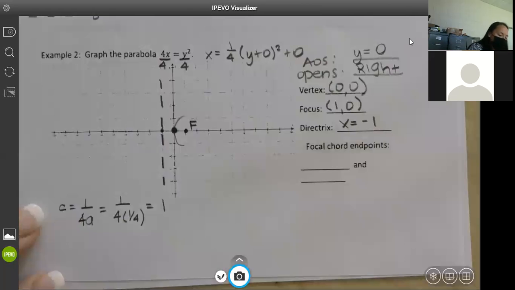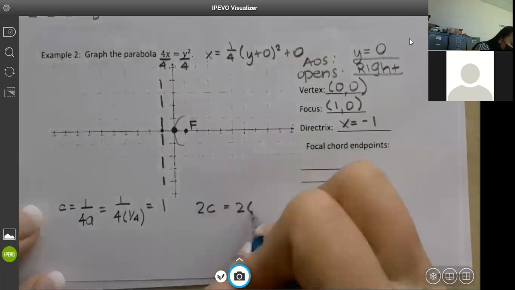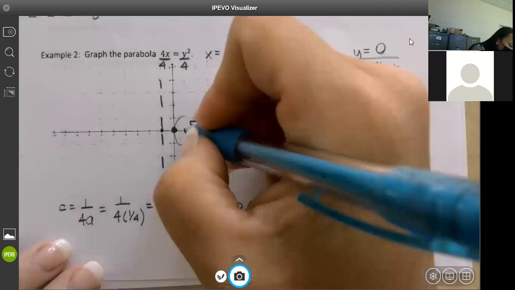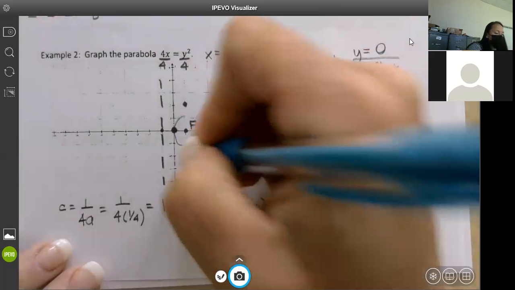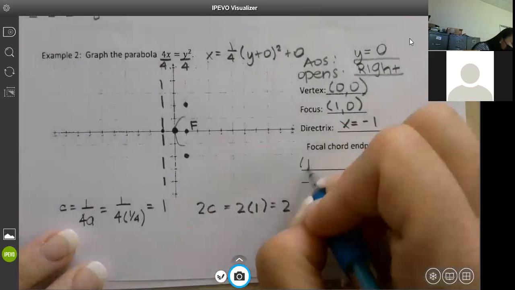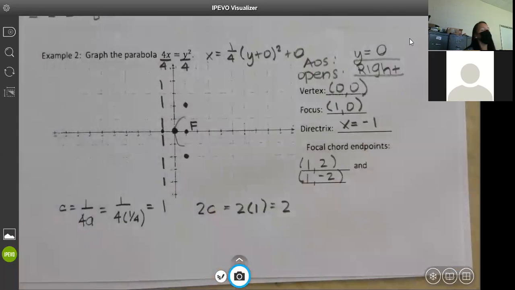Focal endpoints, you're still going to do the same thing. You're going to do 2 times c. So we'll do 2 times 1, which is 2. So again, same thing from the focus. We're going to go up 2 and down 2. So your 2 coordinates, I went over 1 and up 2, over 1 and down 2. So it's the exact same thing. But again, like I said, I like to draw it for reference, not for the actual graph. Okay. Flip it over.